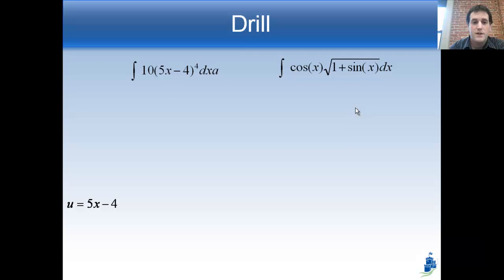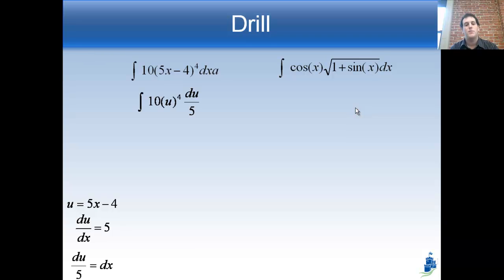Let's start with the left one first. The inside function there is 5x minus 4. We take its derivative. That gives us 5 and rearrange. Then we go back. We plug in u. Okay? And we replace the dx with our du over 5. The 5 and the 10 give us 2. Right? 10 divided by 5 is 2. And then we take the integral as we normally would. We get u to the 5th. And then the 5 goes down to the bottom. That's 2/5 u to the 5th plus c. And we can replace the u with 5x minus 4, which gives us our final answer.